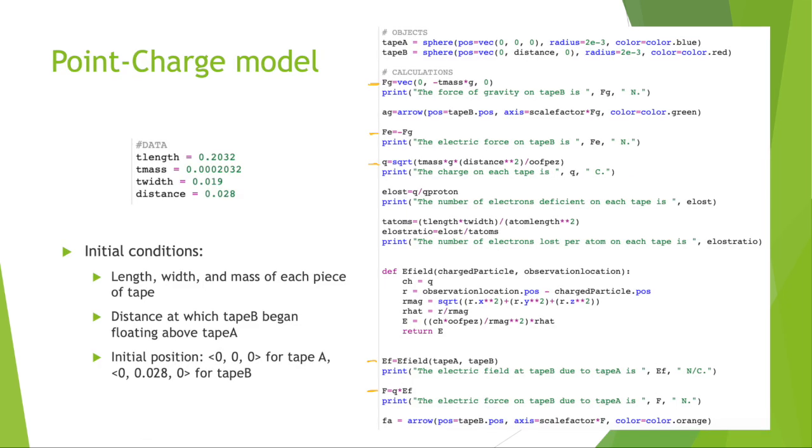To estimate the charge with the point charge model, I first inputted the initial conditions on the left side, which are the length and width of each piece of tape in meters, the mass of the pieces of tape in kilograms, and the distance at which tape B began to float above tape A. For the calculations, I calculated the force of gravity, and I was able to calculate the electric force, which is equal and opposite in magnitude when F net equals 0 due to Newton's second law, and then I estimated the charge by manipulating Coulomb's law.